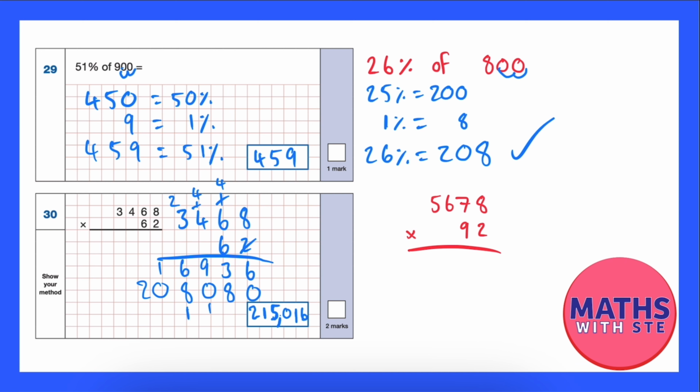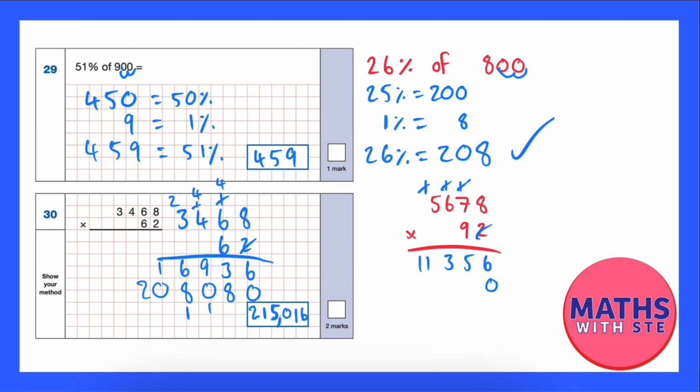Okay, so 2 times 8 is 16. So 6 there, 1 there. 2 times 7 is 14, add 1 is 15, sorry. And carry the 1. 2 times 6 is 12, add 1 is 13. Okay, 2 times 5 is 10, add 1 is 11. Cross it out, cross it out, cross it out, cross that out, 0.